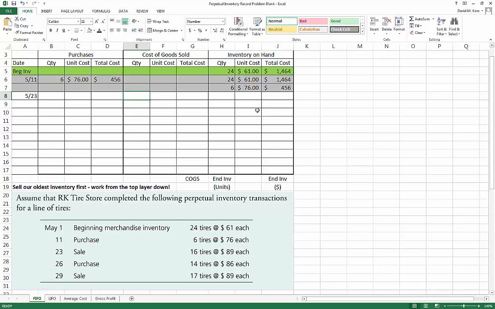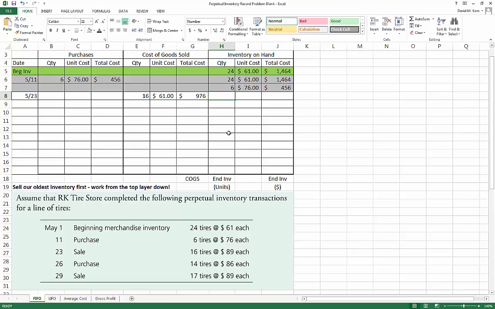So we have to think about this. This is FIFO, first in, first out. So when you think about this, we have to take from the oldest layer first. So the oldest layer would be our beginning inventory. Well, we have 24 there, so we could take all 16 of those. So 16 at our cost basis of 61. Again, one of those common mistakes I see is people would use the 89. You do not want to use the sales price here. 16 times 61, we have 976 is our cost basis of those goods that we sold.